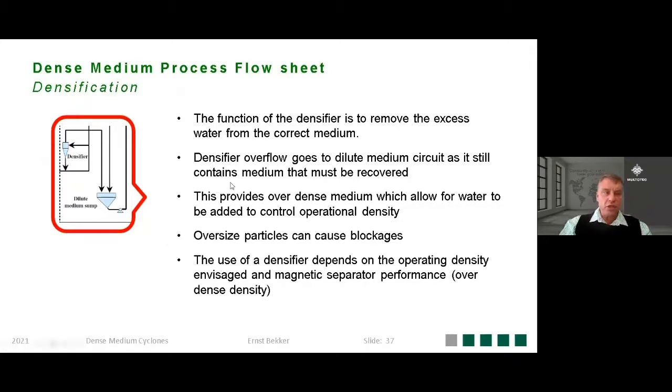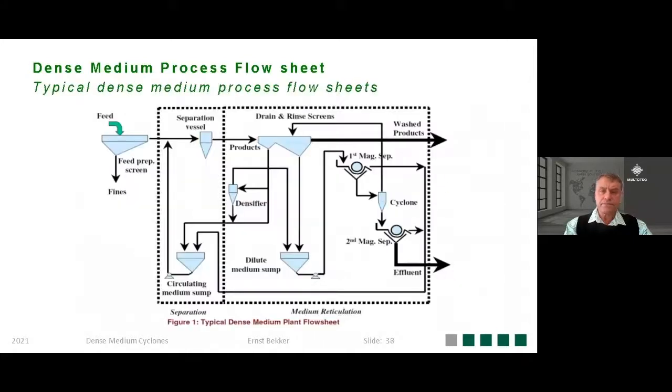These units are normally quite small in diameter, so oversized particles can block the outlet of the densifier, and do not underestimate what that can do to your process. If you've got densifiers, you need to make sure they're operating correctly. And then the use of the densifier depends on the operating density that you envisage. You don't have to use densifiers all the time. There are many dense media separation processes that don't have densifiers, but there are some that do require densifiers.